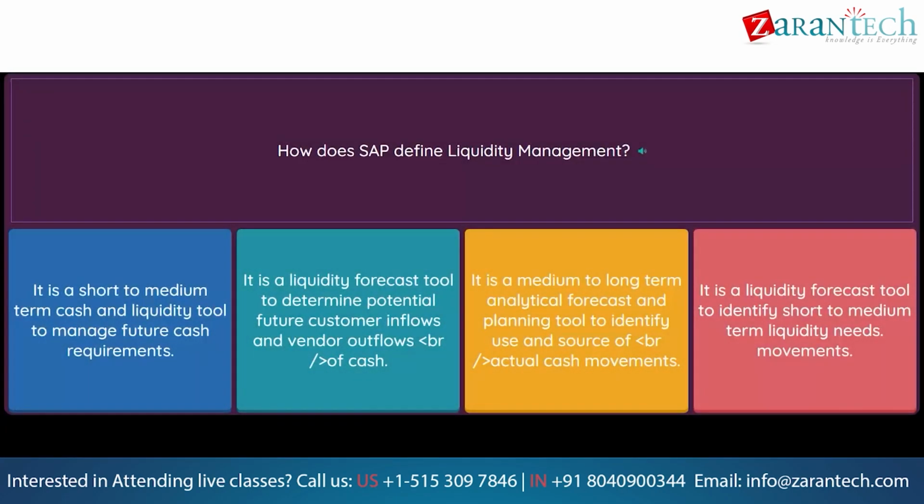Question: how does SAP define liquidity management? Option 1, it is a short to medium-term cash and liquidity tool to manage future cash requirements. Option 2, it is a liquidity forecast tool to determine potential future customer inflows and vendor outflows of cash. Option 3, it is a medium to long-term analytical forecast and planning tool to identify use and source of actual cash movements. Option 4, it is a liquidity forecast tool to identify short to medium-term liquidity needs.